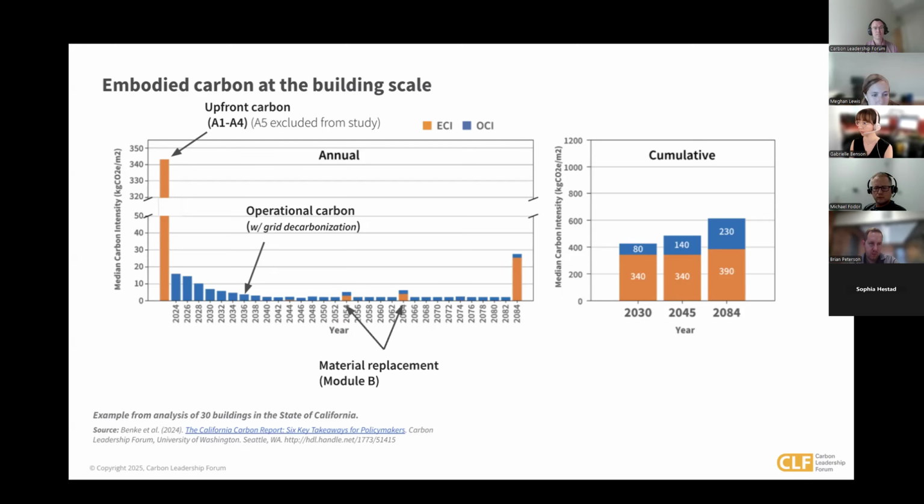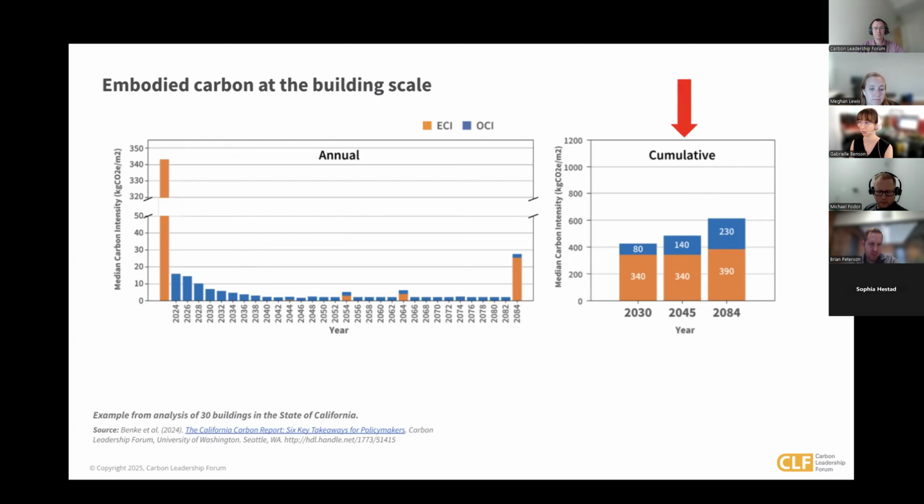And you also see these spikes at different intervals from material replacement because of tenant improvements, or just having to replace the finishes and, at some point, enclosure materials of the project. And then finally, at the end, you see a big spike at the end of the building's assumed 60-year lifespan, in this case, when the materials are sent to disposal or recovery.